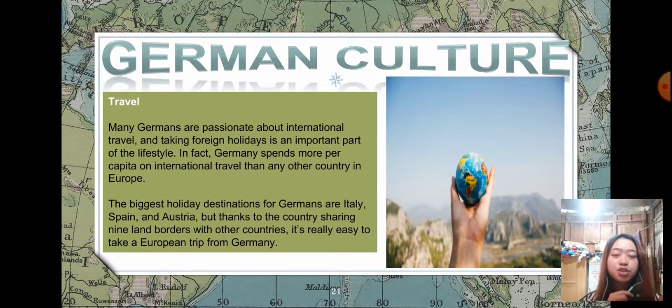Another, travel. Many Germans are passionate about international travel, and taking foreign holidays is an important part of the lifestyle. In fact, Germany spends more per capita on international travel than any other country in Europe.